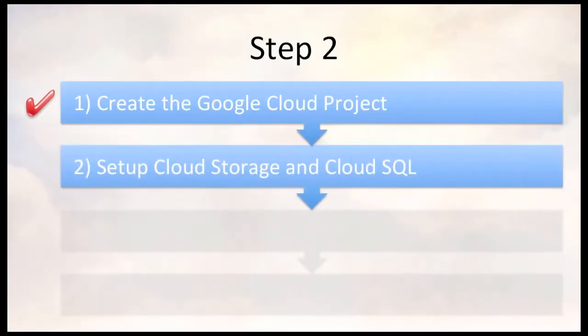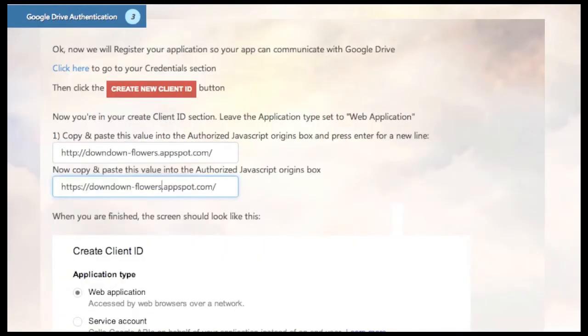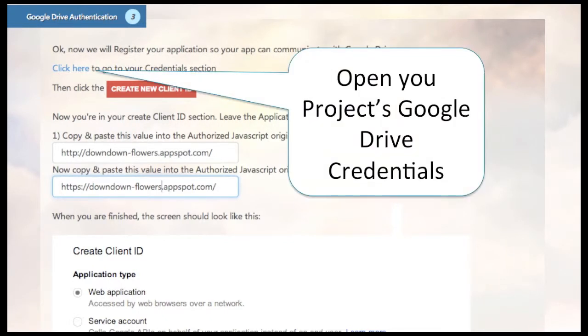Now let's continue with the configuration of your cloud project. Start by opening the Google Cloud Console to enable access to Google Drive. You enable the Drive API by setting the status to On. To continue setting up Google Drive, register your app. Then open Project Credentials to start.